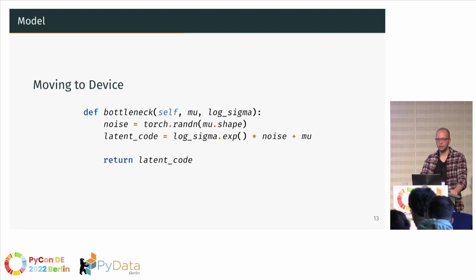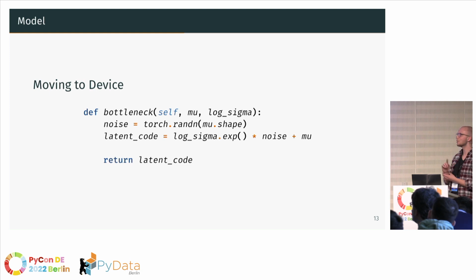Okay, next thing is moving to devices. So most of you probably want to train on a GPU. And the most basic thing to do here is just call model.cuda and be done with it. This can fail, actually. So here's one function of our variational autoencoder, the bottleneck function. And who of you can see the problem here when moving this to the GPU?